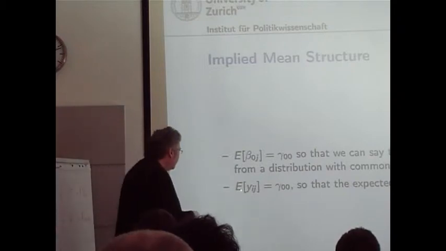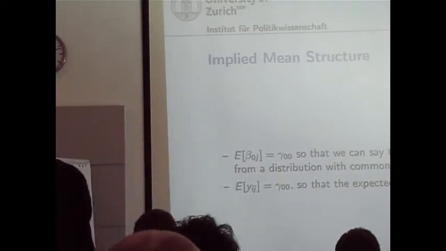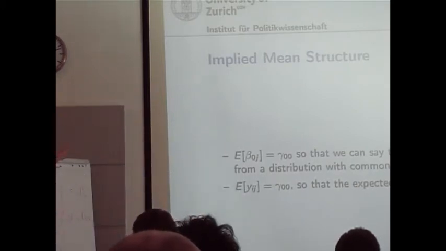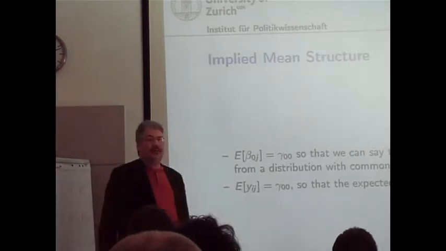And then for the y variable, if we average over both level 2 and level 1 units, which is basically what I did here, then the average should be equal to the grand mean.